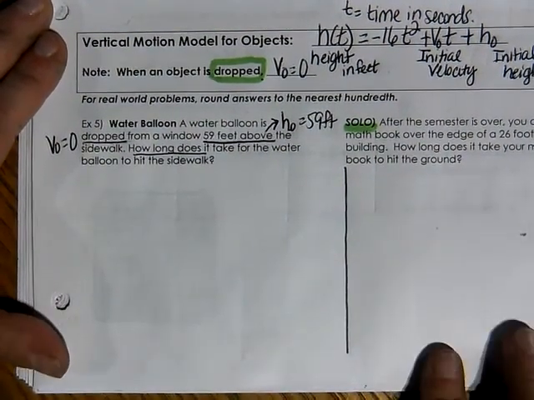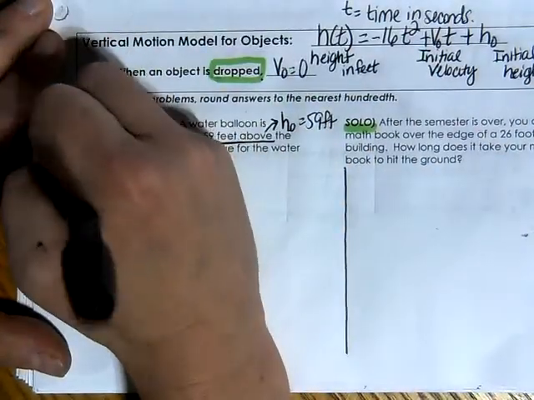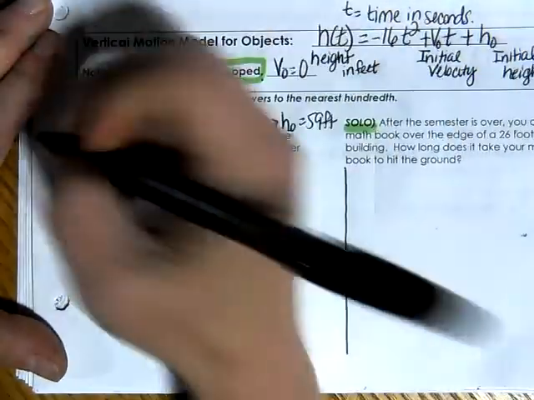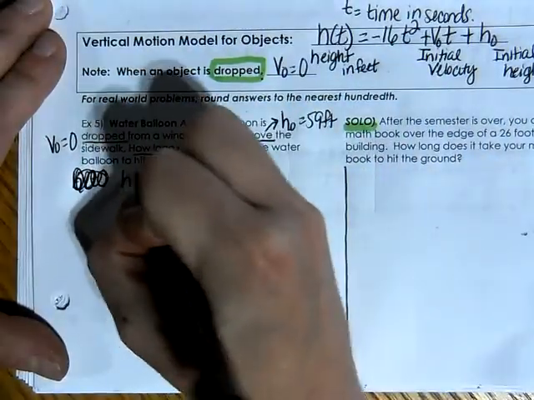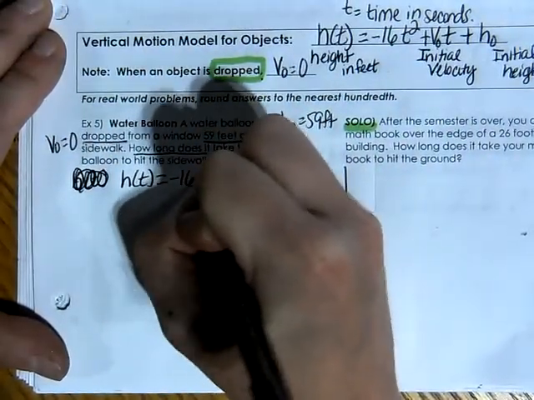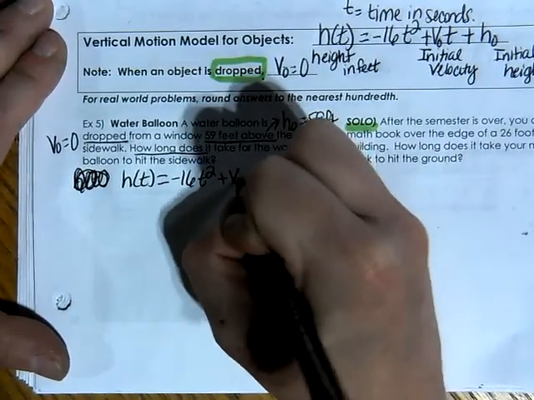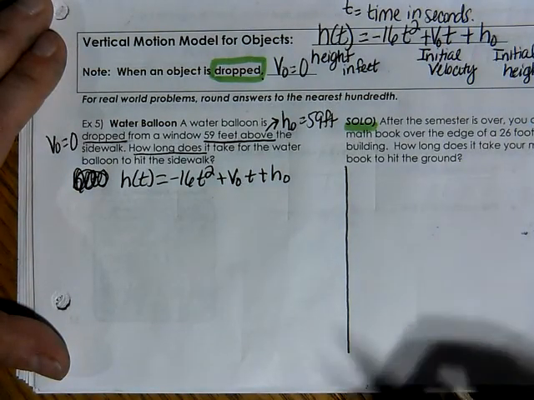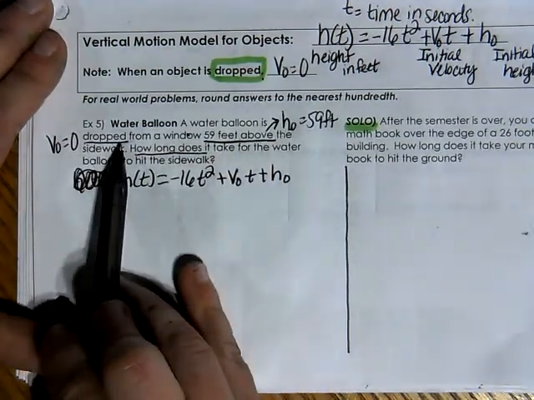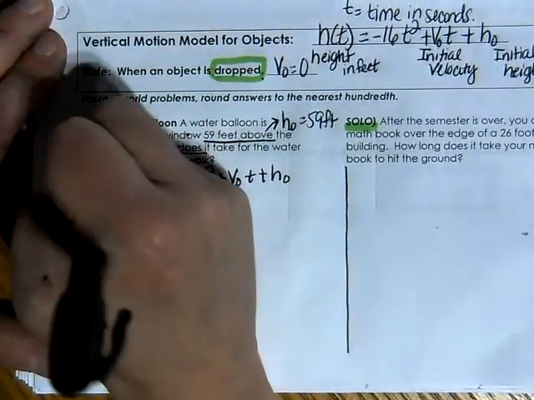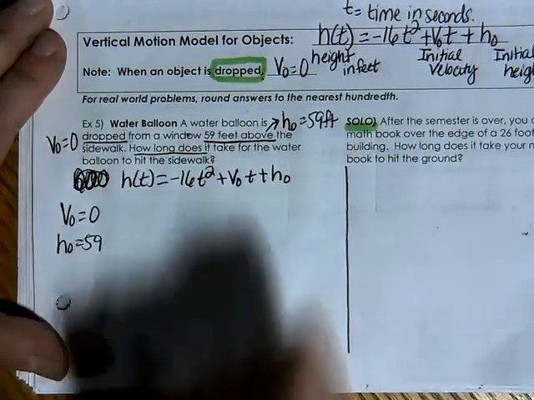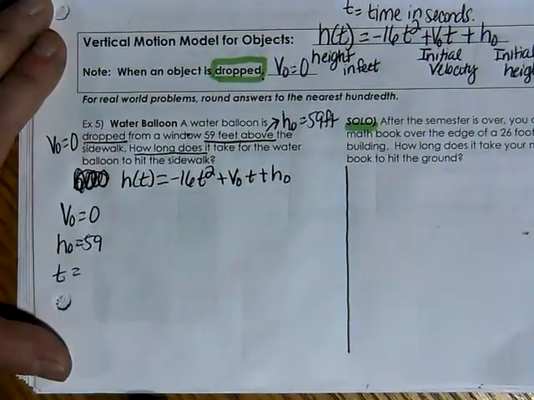So let's go ahead and talk about these pieces. So I don't know what h of t is. That's what I don't know. Recapping, we have h of t is equal to negative 16t squared plus v sub 0 t plus h sub 0. Let's go ahead and identify information. A water balloon is dropped, so that tells me v sub 0 will equal 0. From a height of 59 feet. My time is what I do not know.